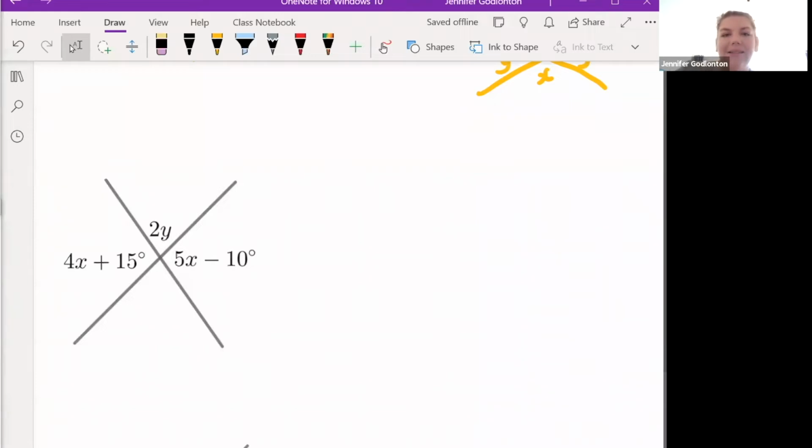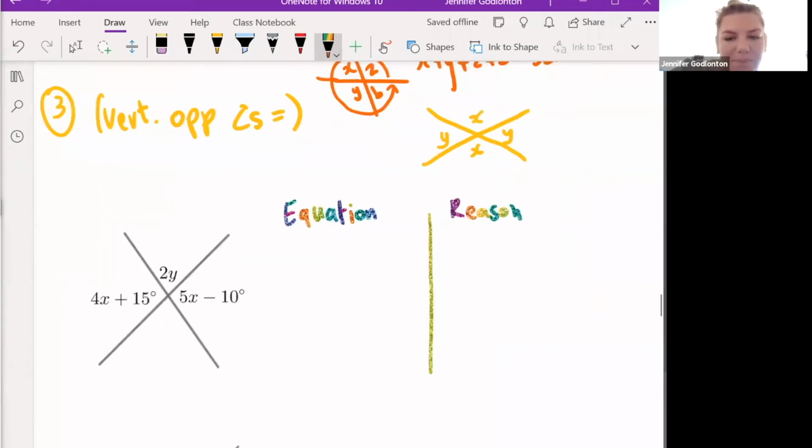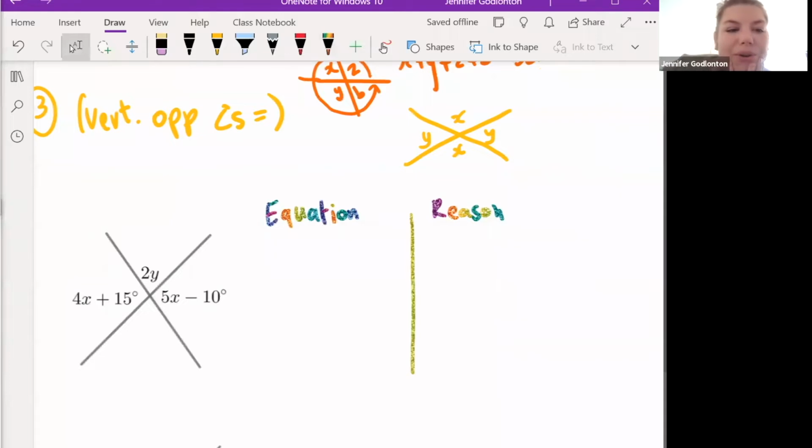Remember to be very careful with how you write everything out. We always want to have our equation on one side and our reason on the other side. And then we want to work out what X is and what Y is. Give it your best go. See if you can figure it out for me. Then I'm going to go through these ones for you, and we're going to learn our new rule today. For this one, you're going to need 2 different rules to figure out what X is and what Y is.